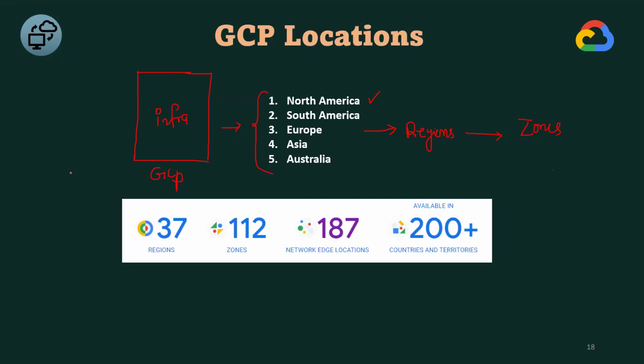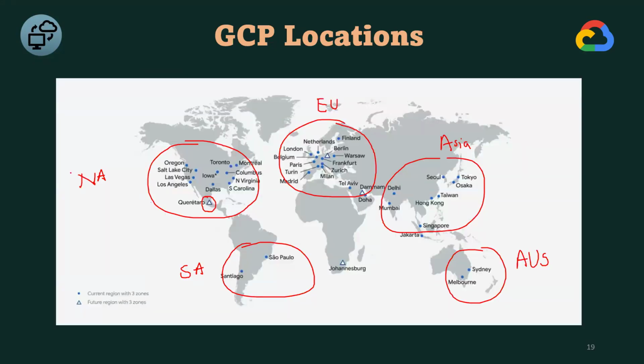Google Cloud Platform has plenty of infrastructure, which they have divided into 5 locations, 37 regions and zones, mainly to provide resources to each and every individual in different countries. If you look at a world map, we have North America, South America, Europe, Asia, and Australia. These are the 5 locations, divided into regions. The blue dots are the regions. Each region will have zones. And in India, we have 2 regions, the Mumbai region and the Delhi region.